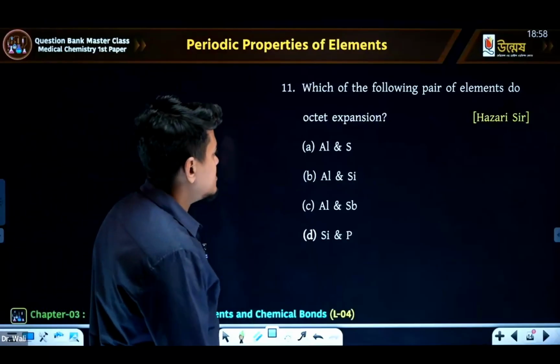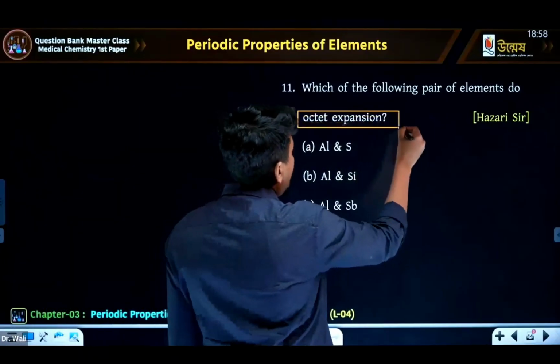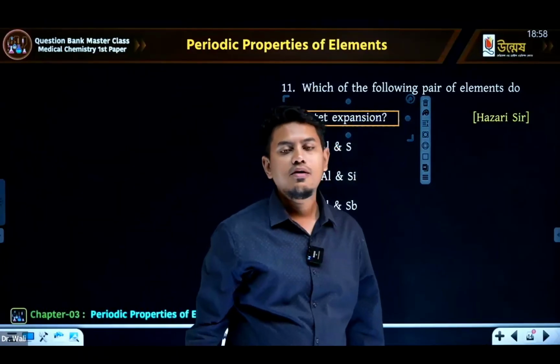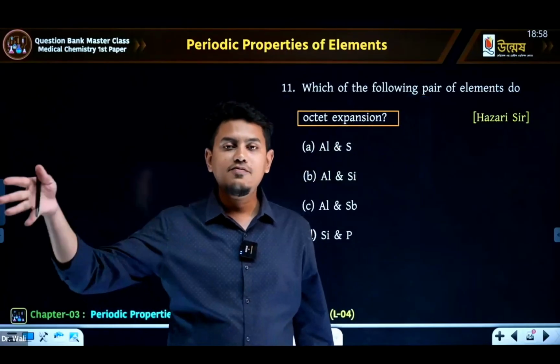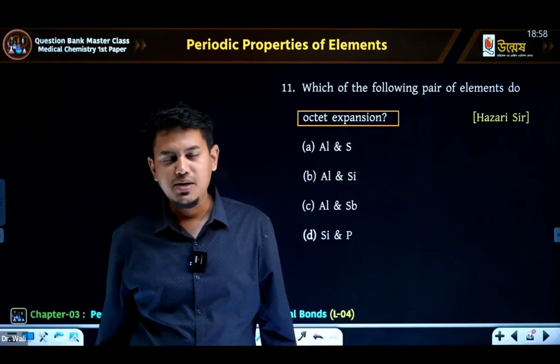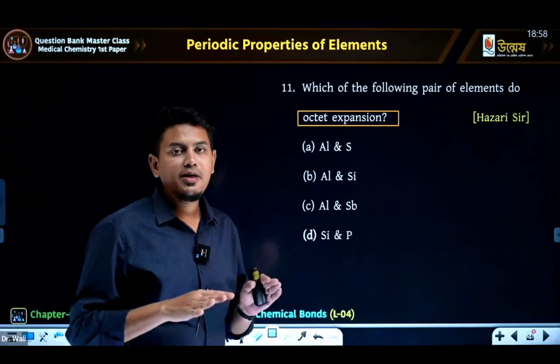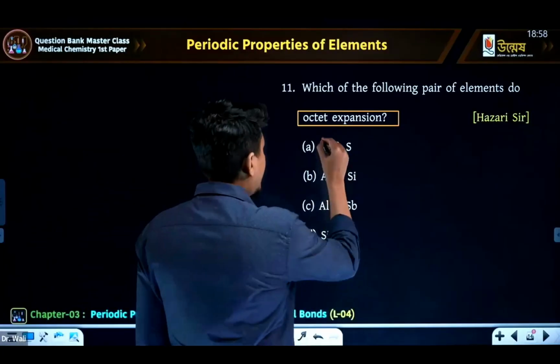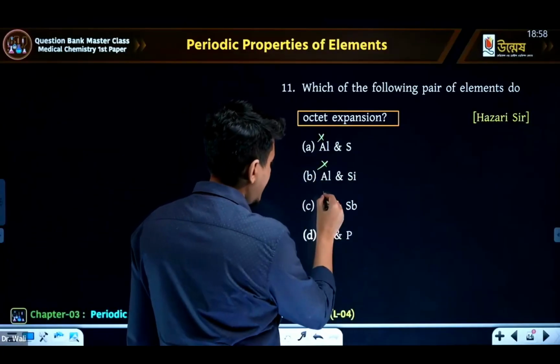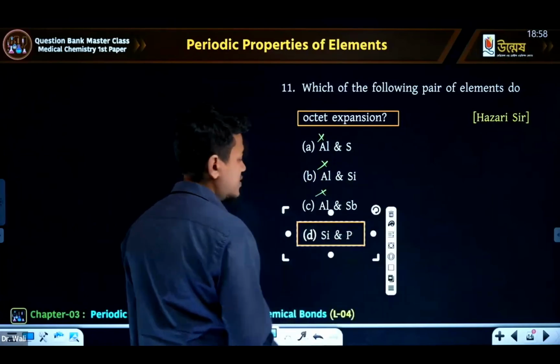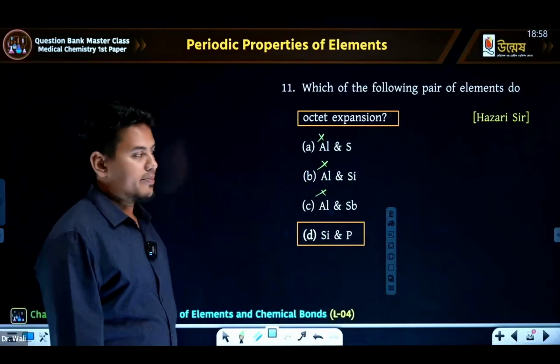Which of the following pair of the elements do octet expansion? See, octet expansion is possible for members of group 14, 15. These elements show octet expansion, but not group 13. So we need to exclude any element if it is from group 13. We can see aluminium is there, so it will not be the answer. So what will be the answer? Silicon and phosphorus, since it does not contain any group 13 element.